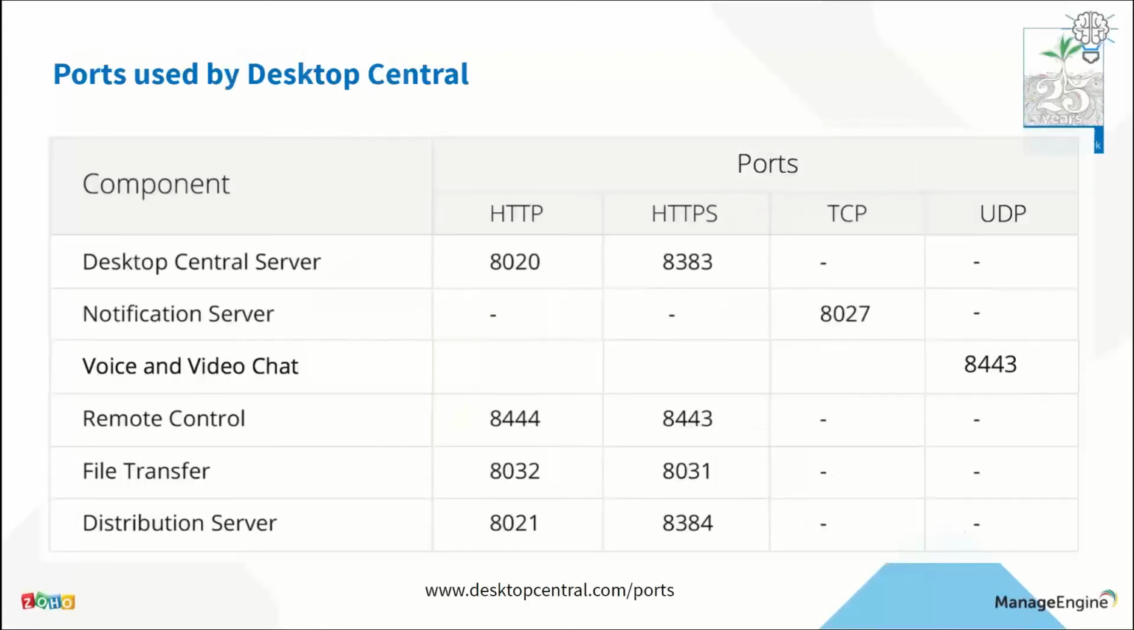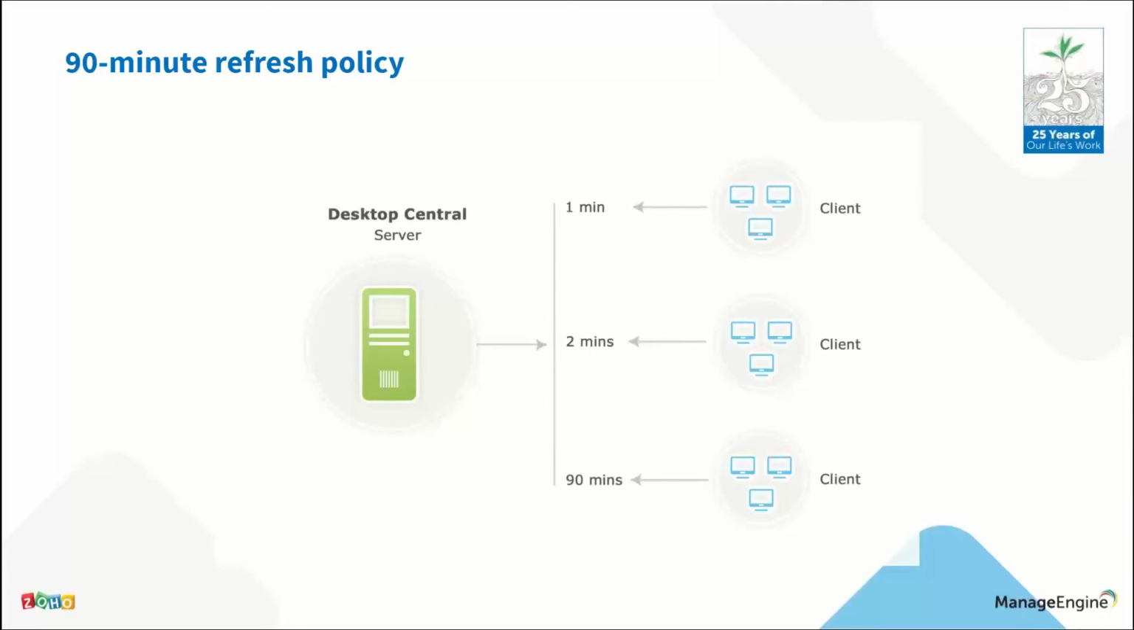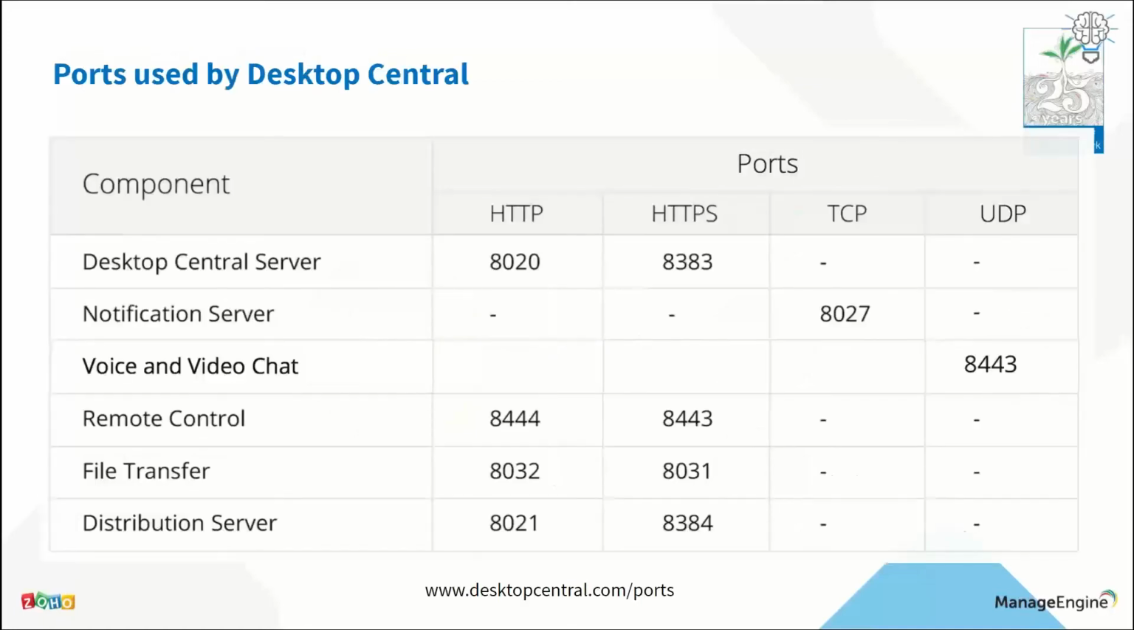Now, this is important when it comes to avoiding network congestion or bandwidth related issues. So this 90 minutes refresh policy is designed in such a way that the load to the server will be split evenly. Okay. And since I mentioned in the beginning, all the agents are going to communicate to the server on default inbound ports.